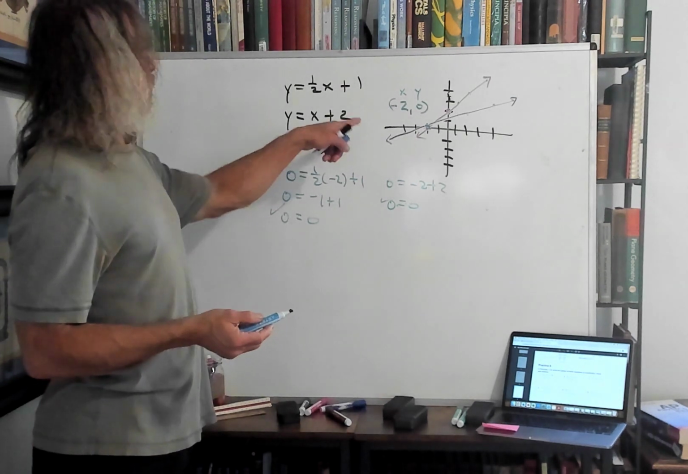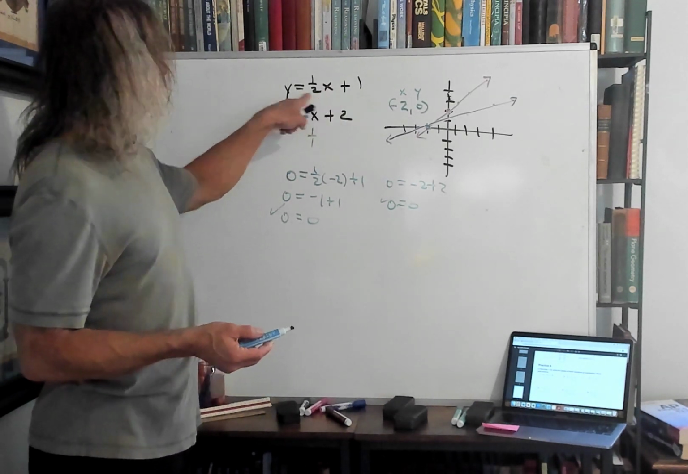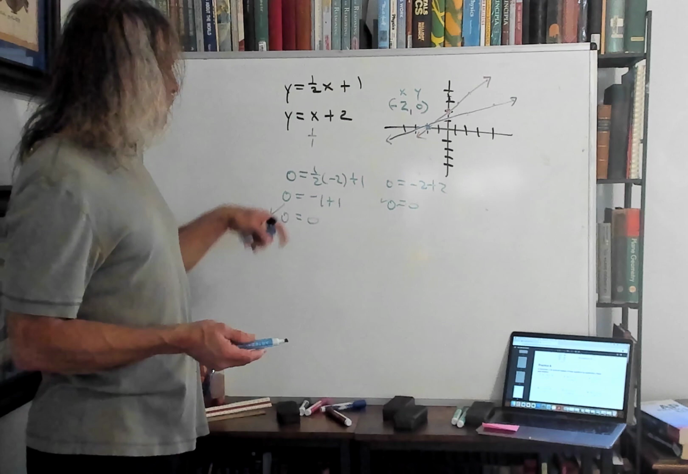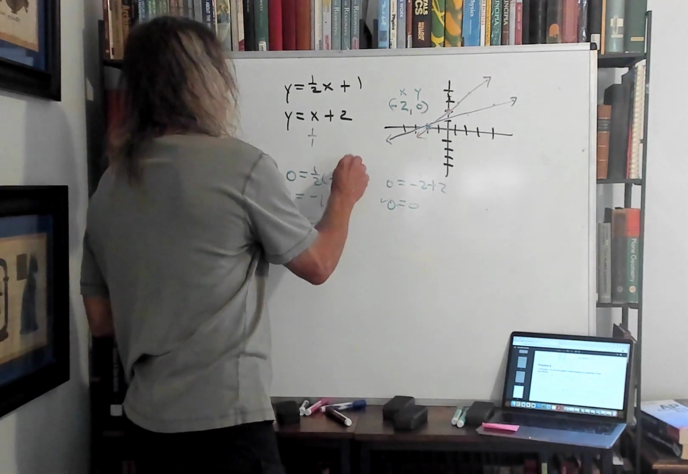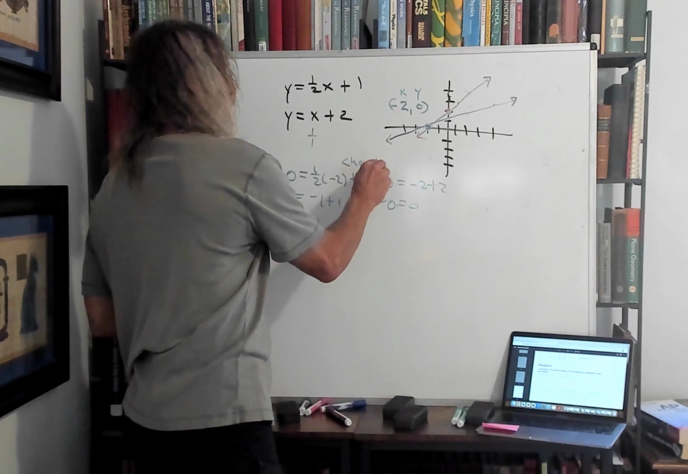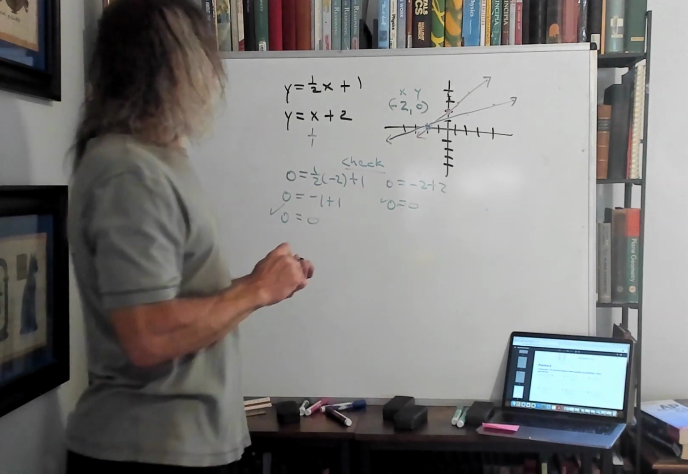Then of course in this one, same thing. -2 in for x, 0 in for y. See if it's the same. So here we're checking. Does it work? Did we do it correctly or did we make a mistake?